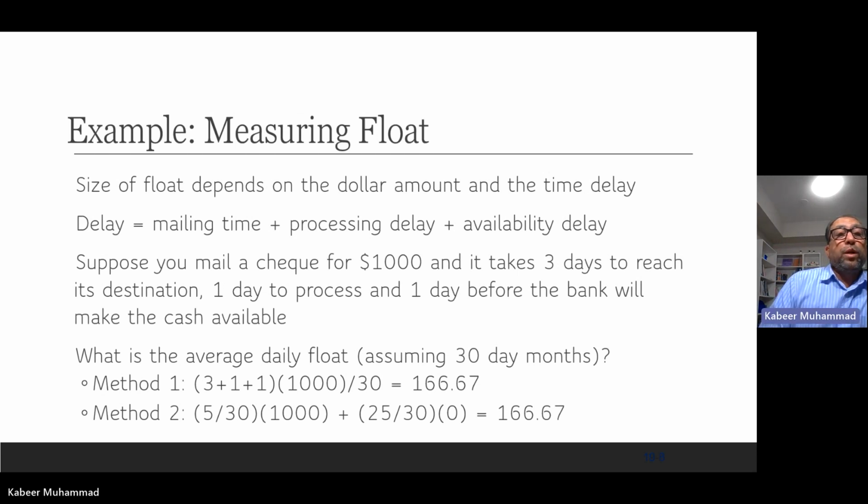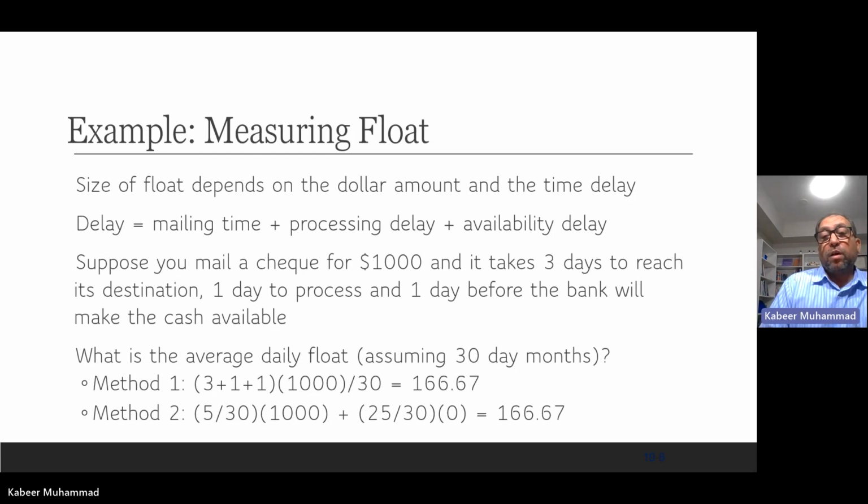So the size of a float depends on the dollar amount and the time delay. The size of the float is definitely important, as I told you in the beginning, for those firms who deal daily with millions of dollars of collection and millions of dollars of payments. So in that case, the float is very important to understand. So how do we calculate the delay time?